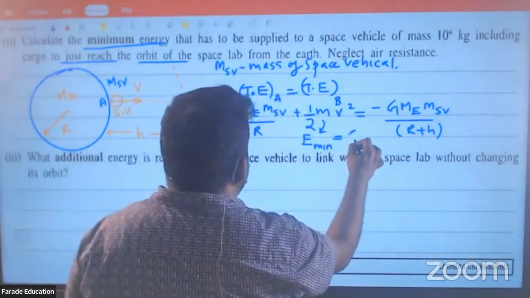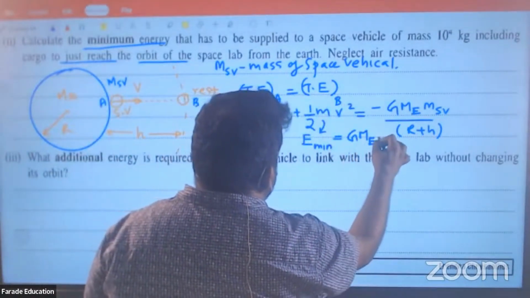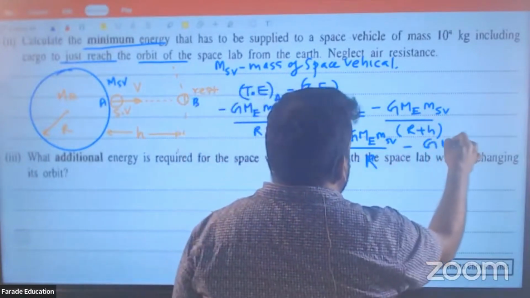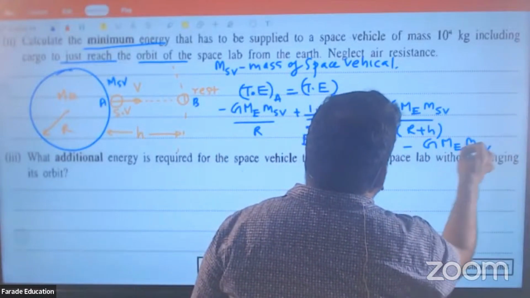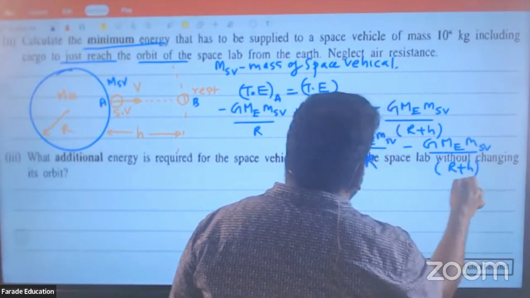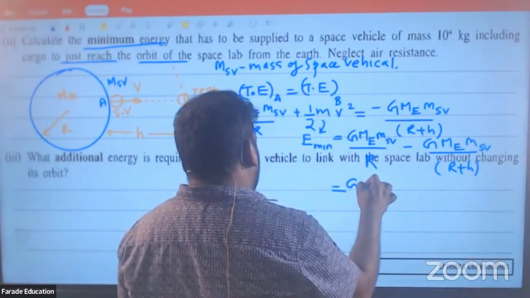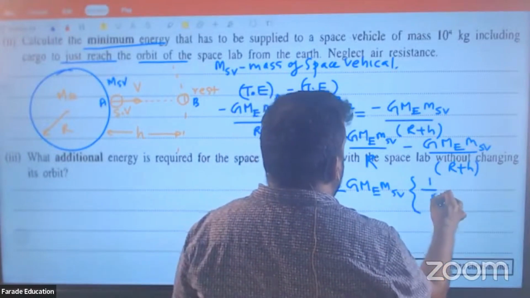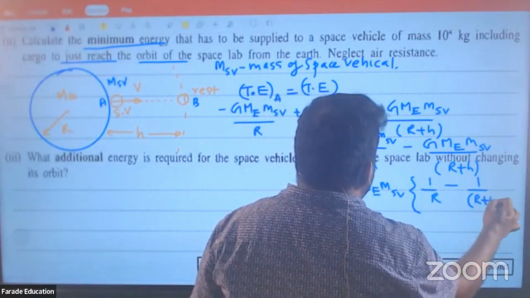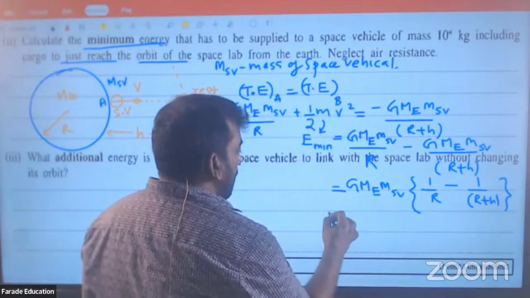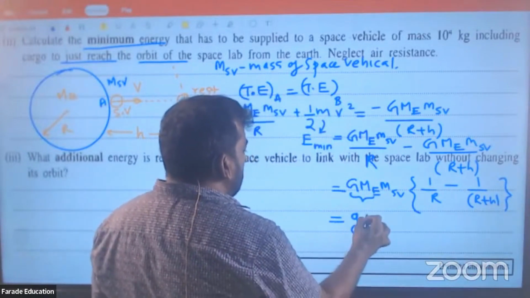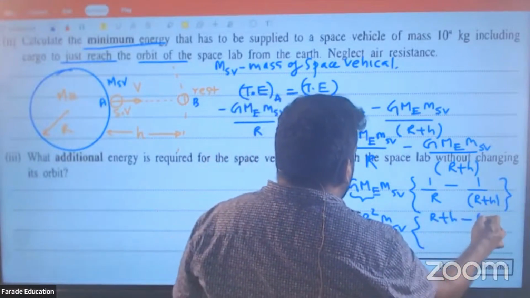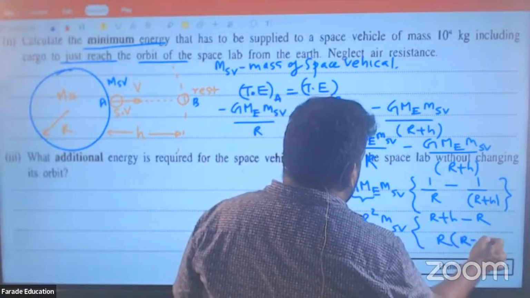Take this to the other side. GME MSV over R minus GME MSV over R plus H. Common terms, take them out. GME MSV times 1 over R minus 1 over R plus H. GME we don't know. We know g R squared, mass of space vehicle, times R plus H minus R divided by R times R plus H.